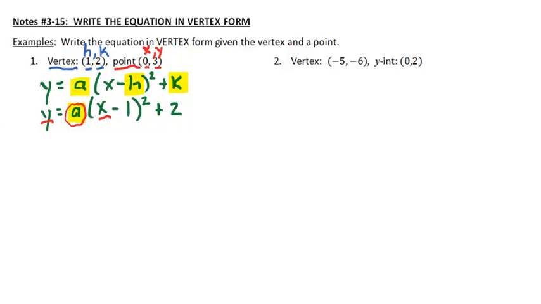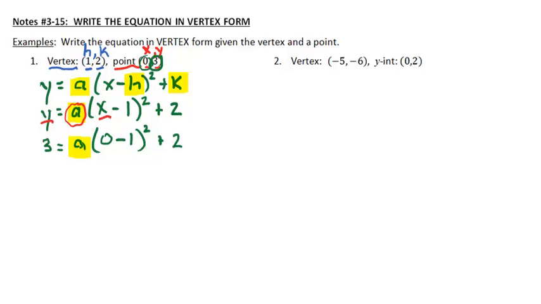So let's go ahead and do that. Let's plug in what we know. For y, we're going to use 3. That came from up here. I still don't know what a is. That's what we're going to find. I have x. X is 0 from up here in our ordered pair, minus 1 squared plus 2. Now, if I solve and get a by itself, I can use that to write my equation.